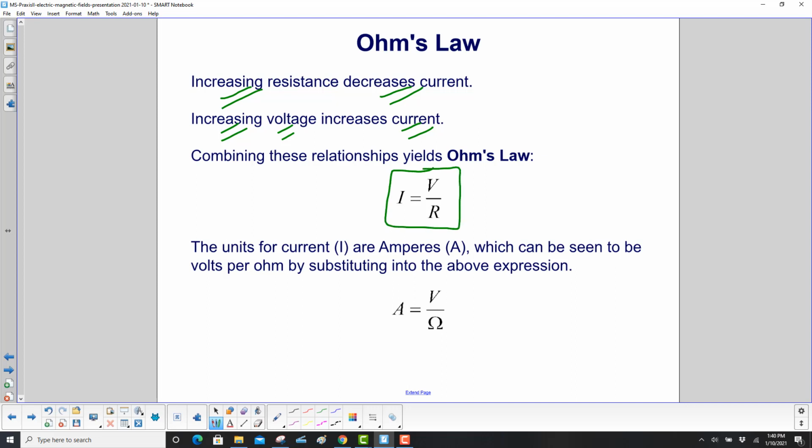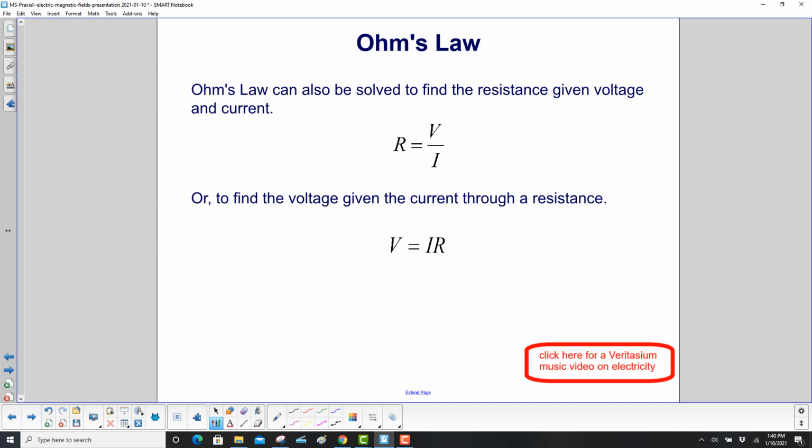The units for current, of course, are amps, which can be seen to be volts per ohm by substituting into Ohm's law. For voltage, we have volts. For resistance, we have ohms. So an amp is a volt per ohm. Ohm's law can be manipulated to be in slightly different formats. If you have voltage and current, you can find resistance: R is equal to V over I. Or you can find the voltage given the current through a resistance: V is equal to IR. So it's the same equation, just with the variables moved around.